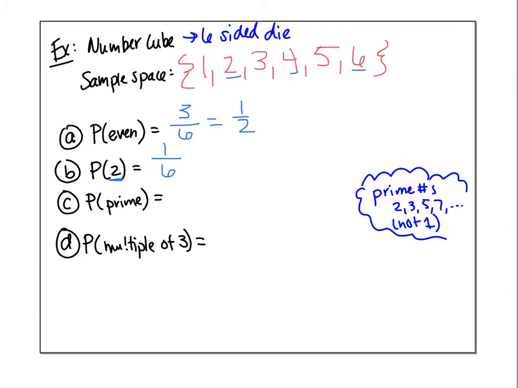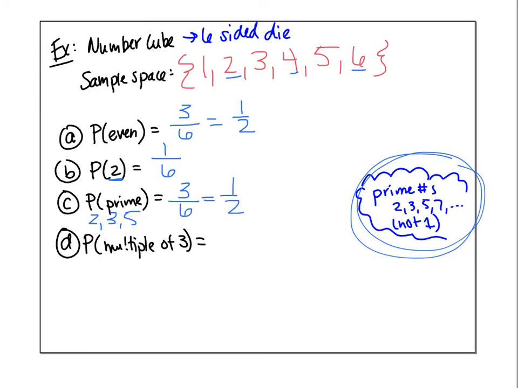Probability of getting a prime. I give you a note over here on the side. Prime numbers are numbers whose only factors are 1 and itself, but 1 does not count as a prime number. So that would be like 2, 3, 5, 7, 11, so on and so forth. So the prime numbers up there are 2, 3, and 5. 1 does not count as being prime, so don't count that. So that's 3 out of 6, which is 1/2. And then probability of being a multiple of 3, which means you can divide it by 3, that's 3 and 6, so that's 2 out of 6, which is 1/3.